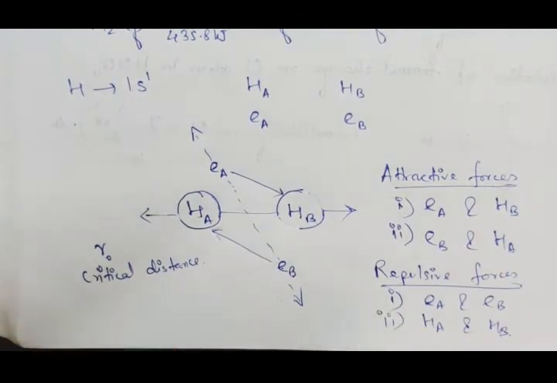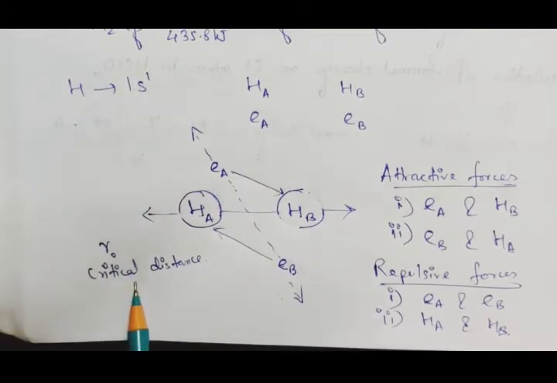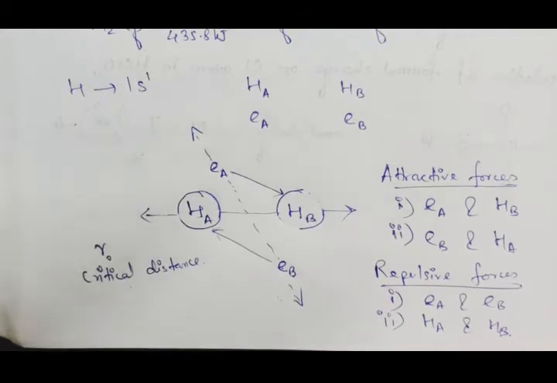This is the distance between the two separate hydrogen atoms where, at a distance greater than R0, the attractive forces will be dominant, and when the distance is smaller than R0, then the repulsive forces will dominate. Clear? So maximum lowering of energy takes place at this R0, the critical distance only, and the lowering of the potential energy as a function of internuclear distance will be seen if we plot it. Let me show you the plot.